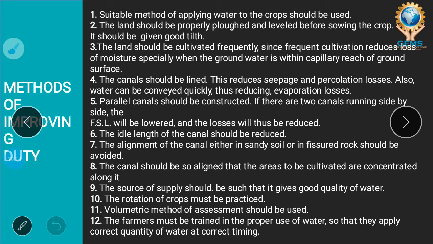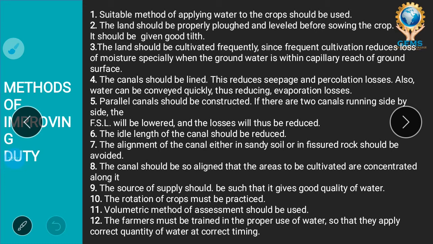Like if you apply water from the first point, it should end off at the last point. So are you giving the tilt to your land or not? That is very much important. Next, the land should be cultivated frequently. You should not leave the land simply. You need to grow something on the land, and it should help to maintain the nutrition value of the land.